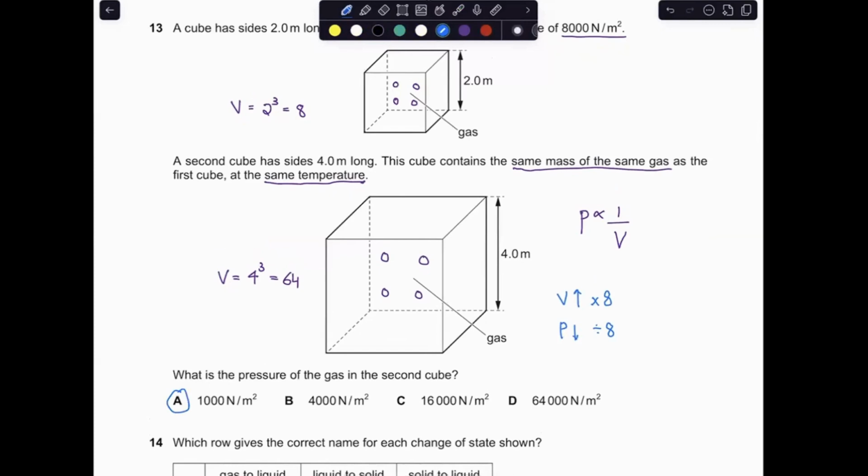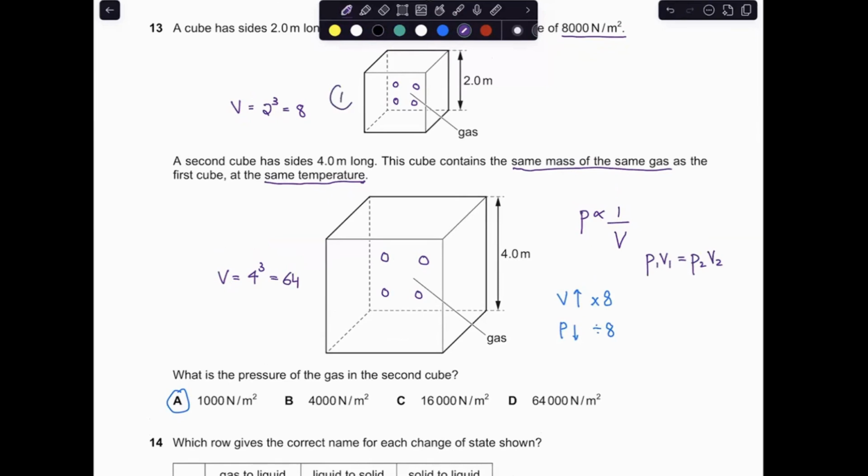The other way to do it, if you want to convert it, you can convert this. There's another equation in the syllabus, which is exactly coming from this relationship. P1 V1 is equal to P2 V2.